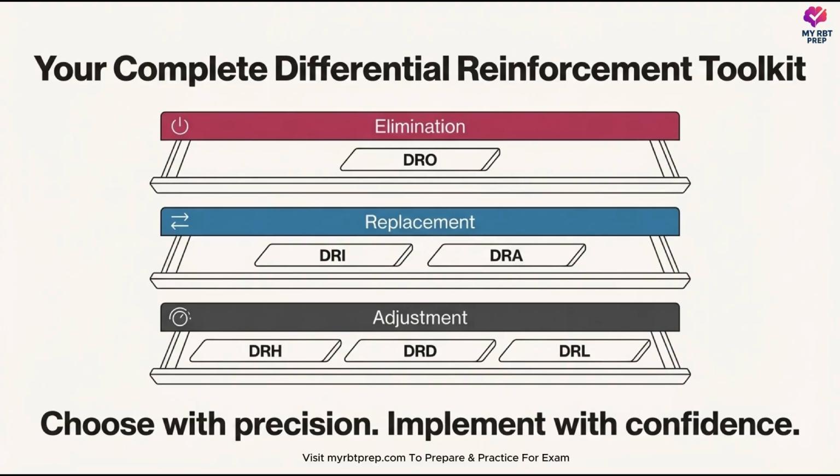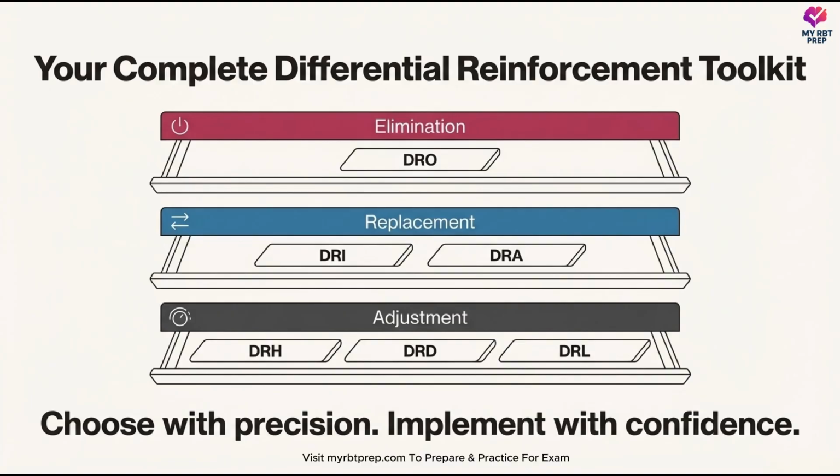Finally, focus on the bottom drawer, adjustment. Not every behavior needs to disappear. Sometimes the volume is just too loud or too quiet. DRH, DRD, and DRL allow you to fine-tune frequency, like adjusting a thermostat. Whether you need to increase a shy student's participation or lower the rate of a student who asks for help too often, this is where you calibrate.